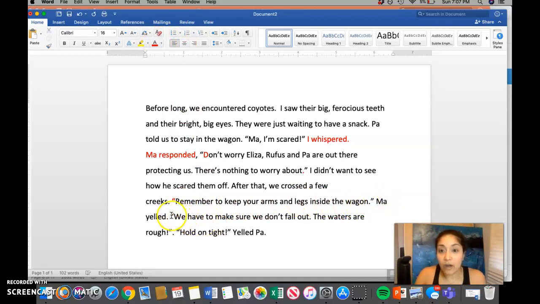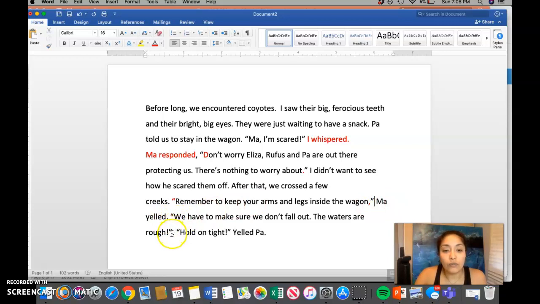"Remember to keep your arms and legs inside the wagon," Ma yelled. Oh, this is a common mistake. This is not the end of the sentence. The sentence ends with the dialogue tag here, so we don't put a period here. You're correct in noticing there should be some sort of pause, but it's actually supposed to be a comma, not a period. That's a common mistake. I've seen a lot of people do that.